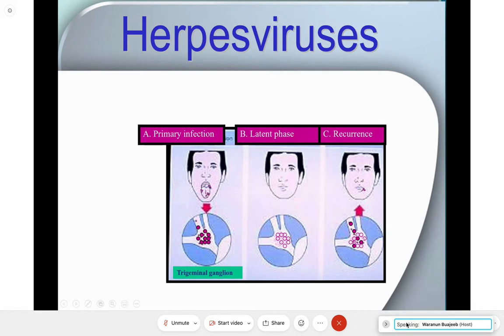reactivation can cause both recurrence of the lesion or sometimes asymptomatic reactivation, no lesions, but the virus shedding can occur in the oral cavity. So some factors can reactivate the virus from the latent stage to replicate and travel along the nerve distribution to the area supplied by the nerve, epithelial cells in the oral cavity or perioral cavity.